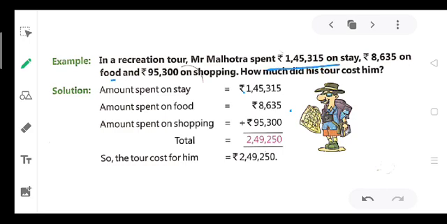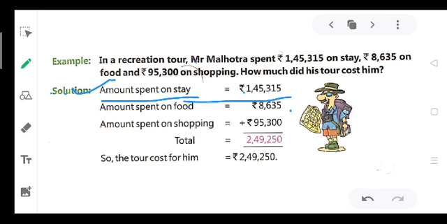Amount spent on stay. This was a mixed up statement. Mr. Malhotra spent this. If I use the words Mr. Malhotra also, then it becomes a long statement. Then we do not have enough space in the notebook. So try to write it in short form and write a meaningful statement also. So amount spent on stay is equal to 1,45,315. First this statement we have written.